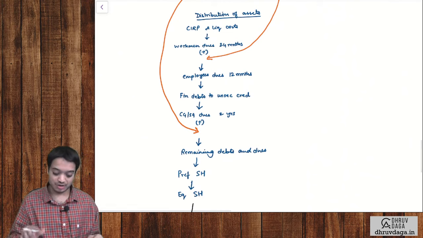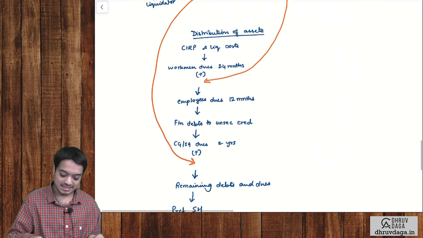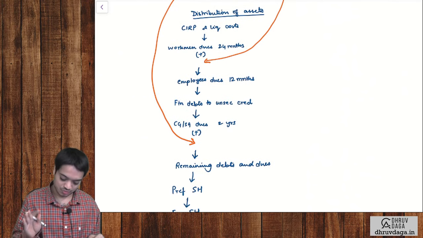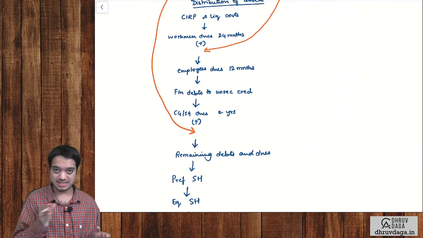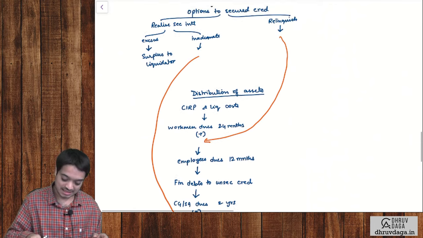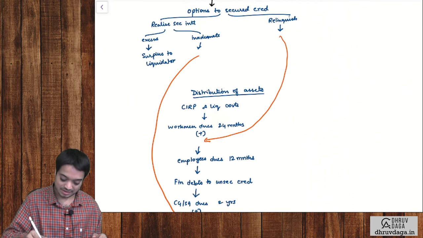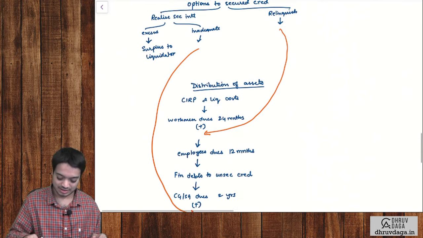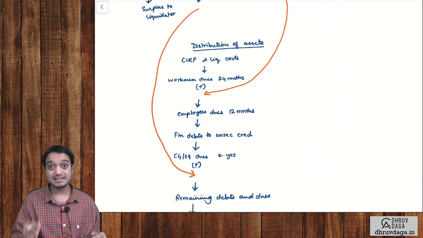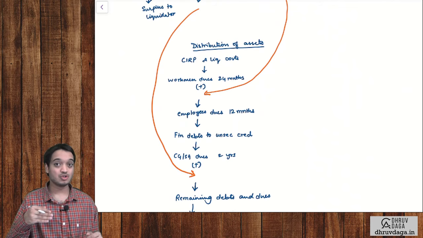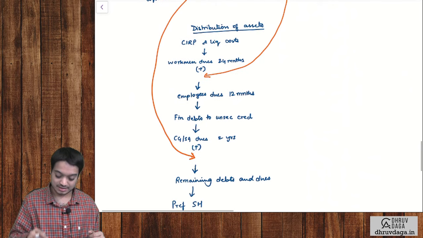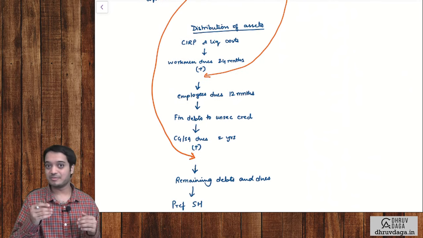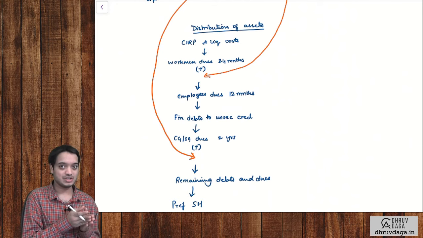So distribution of assets में सबसे पहले the CIRP और liquidation costs will be paid, then the workmen dues और 24 months preceding तक के, but उसके साथ साथ परिपासु at the same level the relinquish अगर किया हुआ है secured creditor ने तब pay किया जाएगा. The third level is employee dues of 12 months, then the financial debts to unsecured creditors, then the central government dues of preceding 2 financial years.